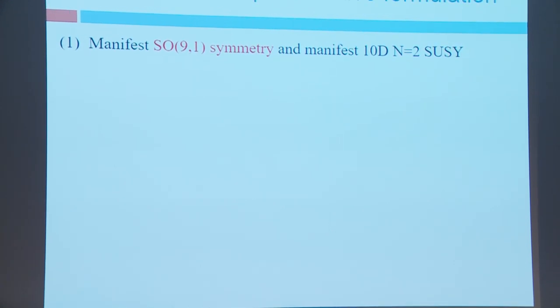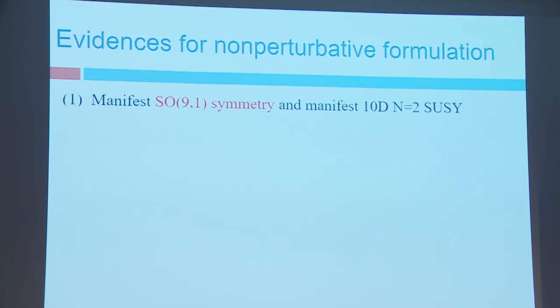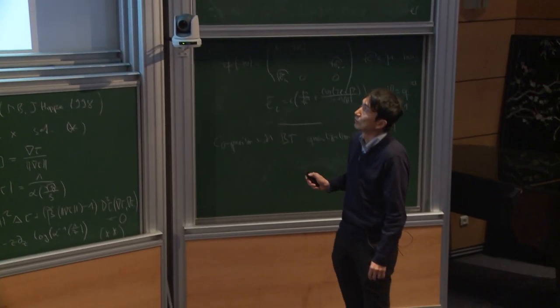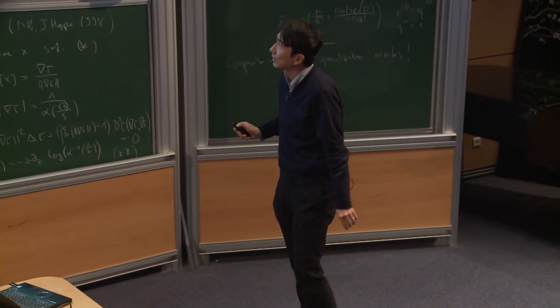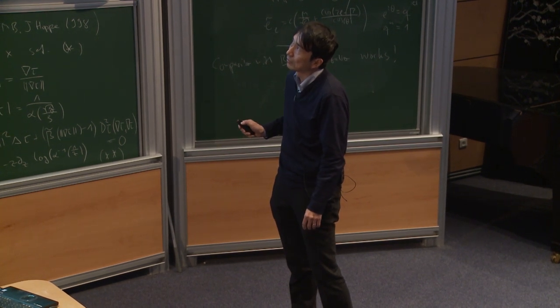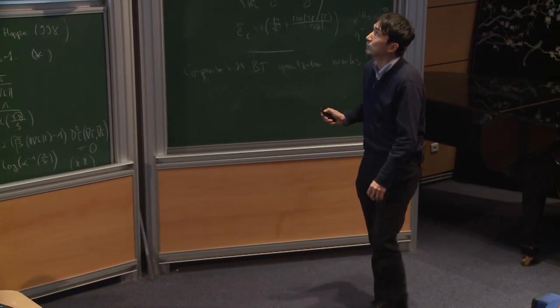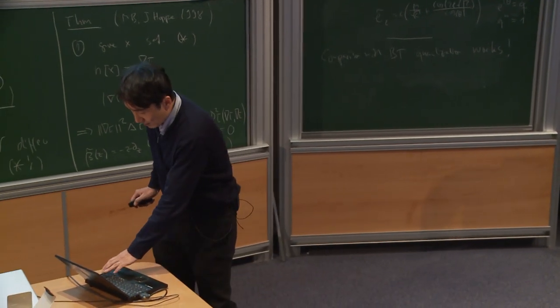So now there are some evidences that this model gives a non-perturbative formulation of superstring theory. First of all, the model has manifest SO(9,1) symmetry and manifest 10-dimensional N=2 supersymmetry. The second one is that the action is regarded as a matrix regularization of the Green-Schwarz action of Schild type for type IIB superstring with kappa symmetry fixed.